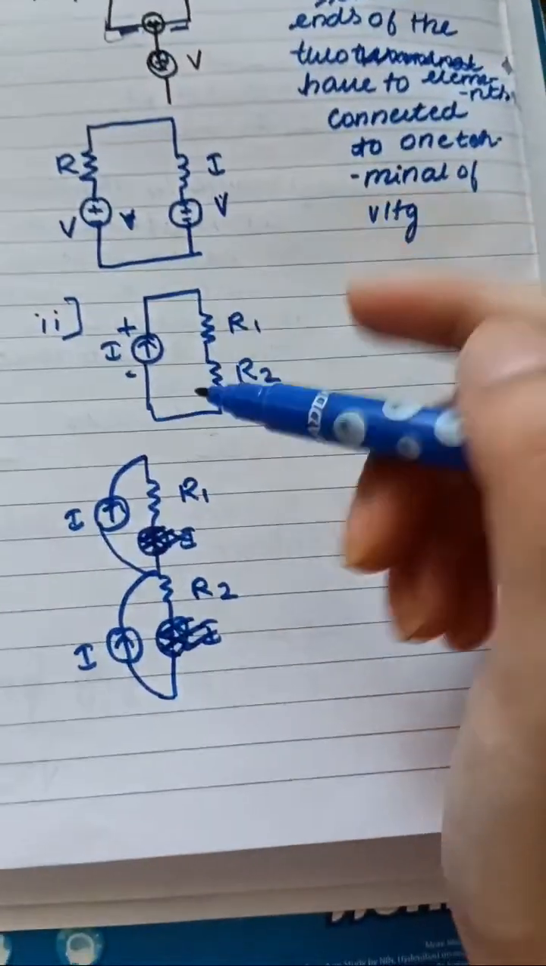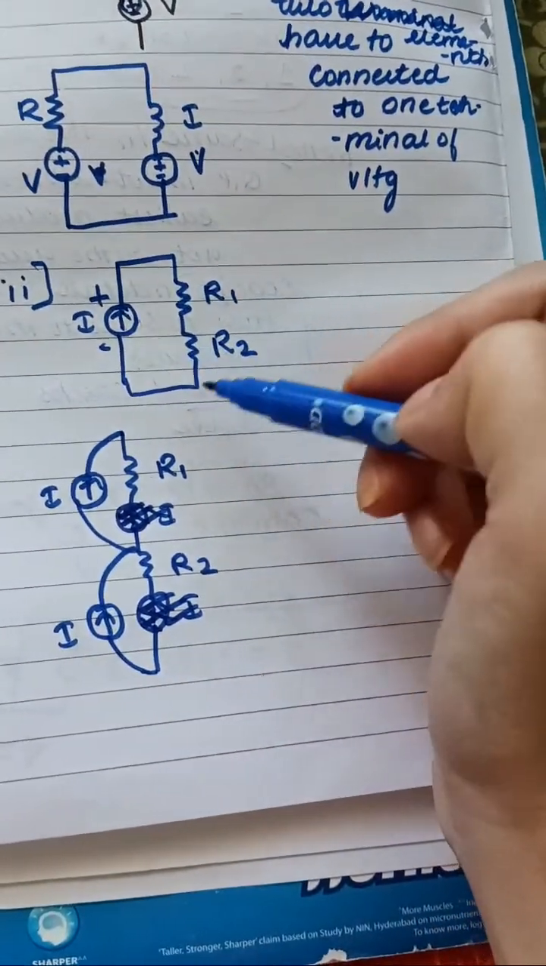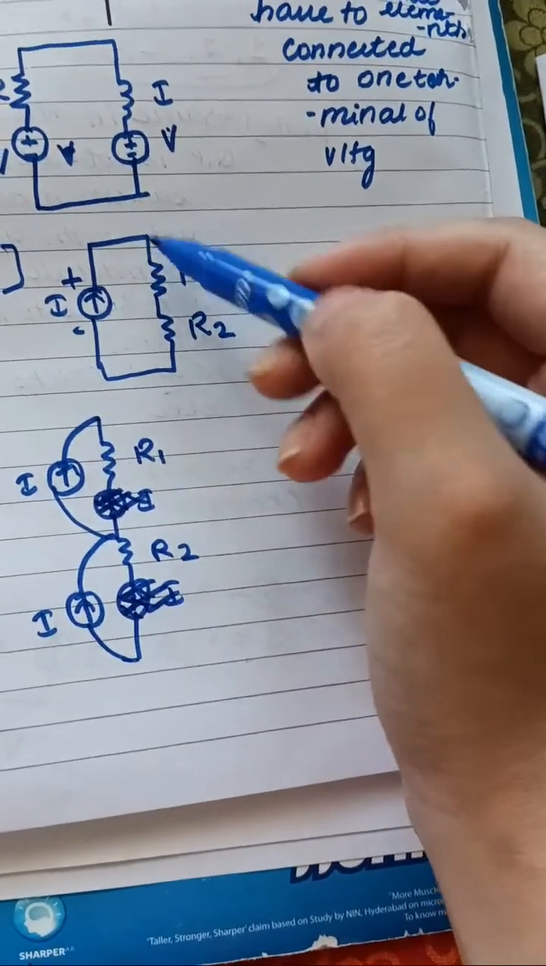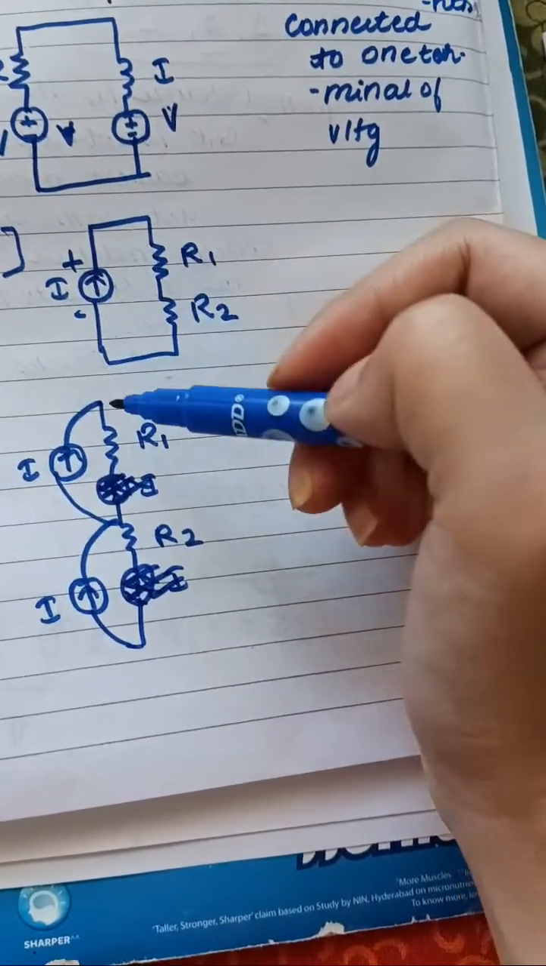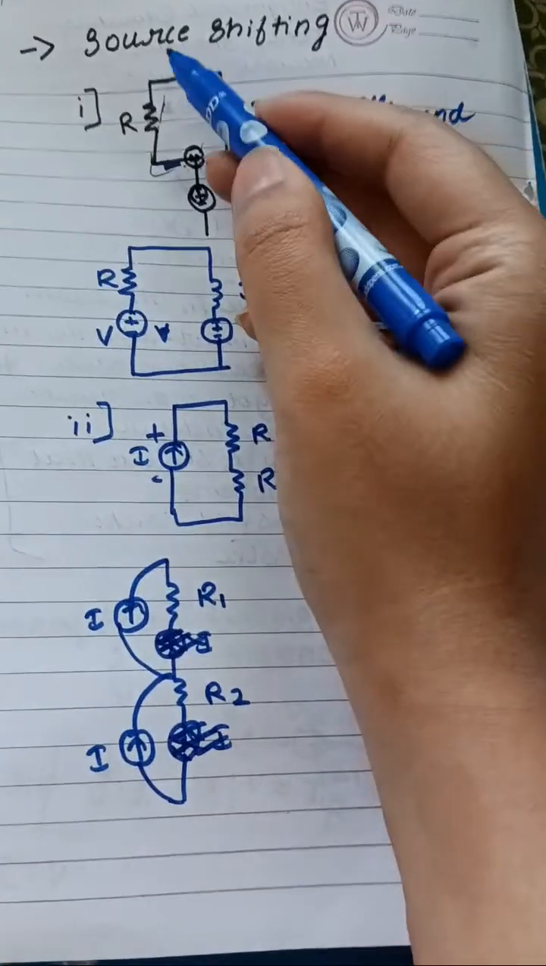Right here, if you can see with respect to the current, the ends of the elements, that is the two resistances, are connected to the positive as well as the negative end of the current. Right, this is the structure. You have to see the structure properly.